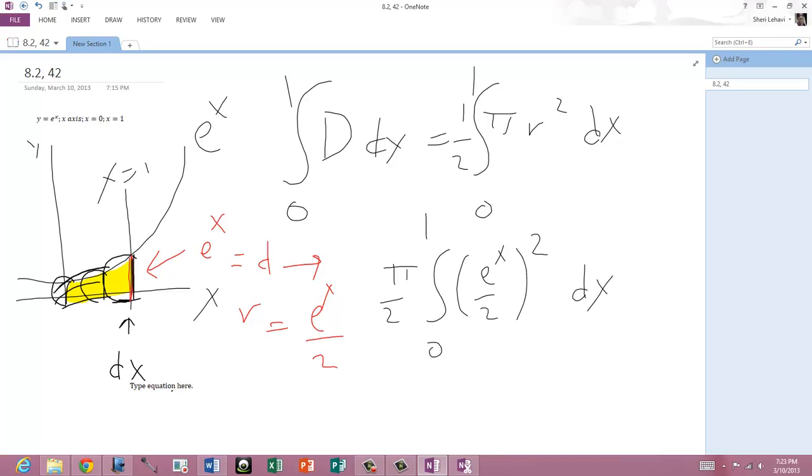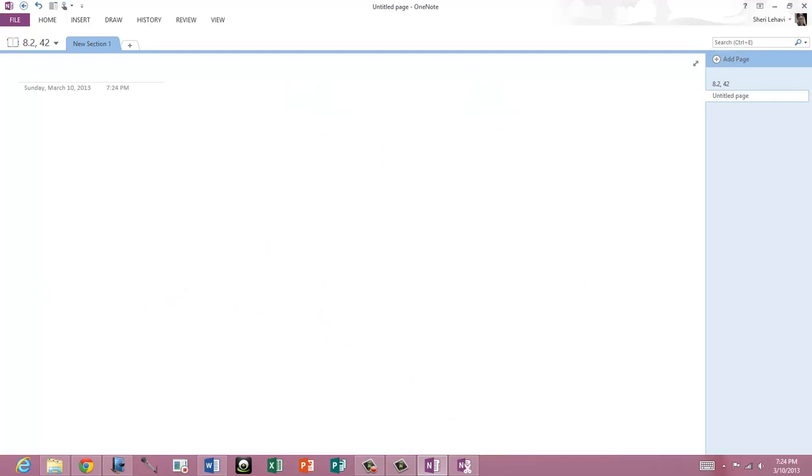So now when I finish integrating that, that's going to become pi over 2, and then this is e squared over 4. So I can pull out the times 1/4. I'm basically doing integration by substitution. So the antiderivative there would be 1/2 e to the 2x, and I'm going to evaluate it between 0 and 1. When I do that, remember where we are here. We're still finishing up 8.2, number 42.